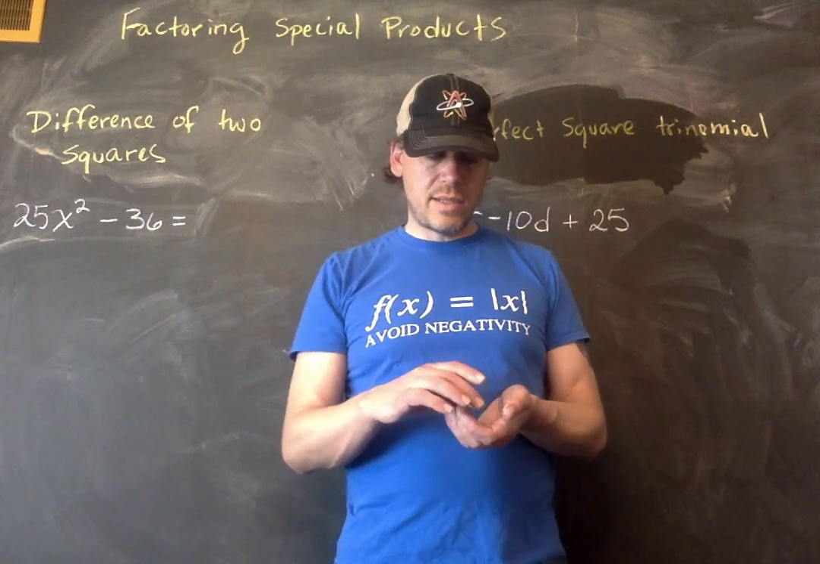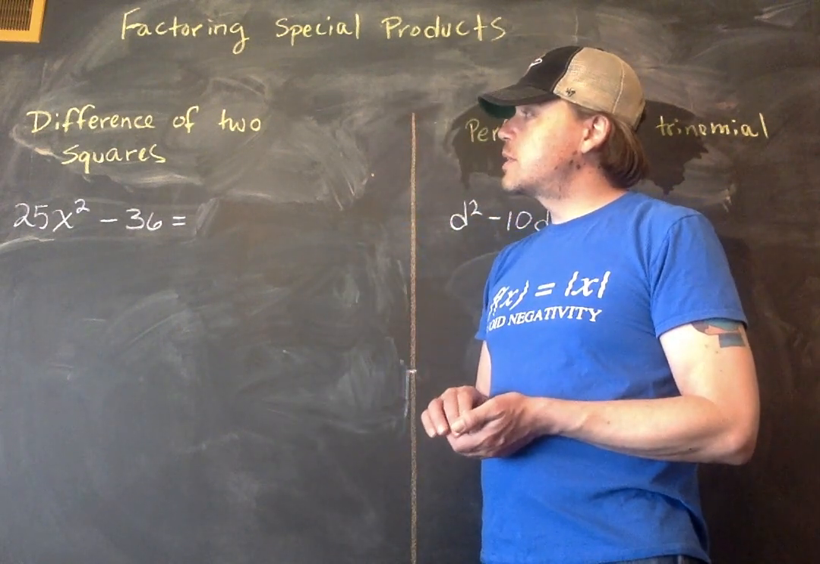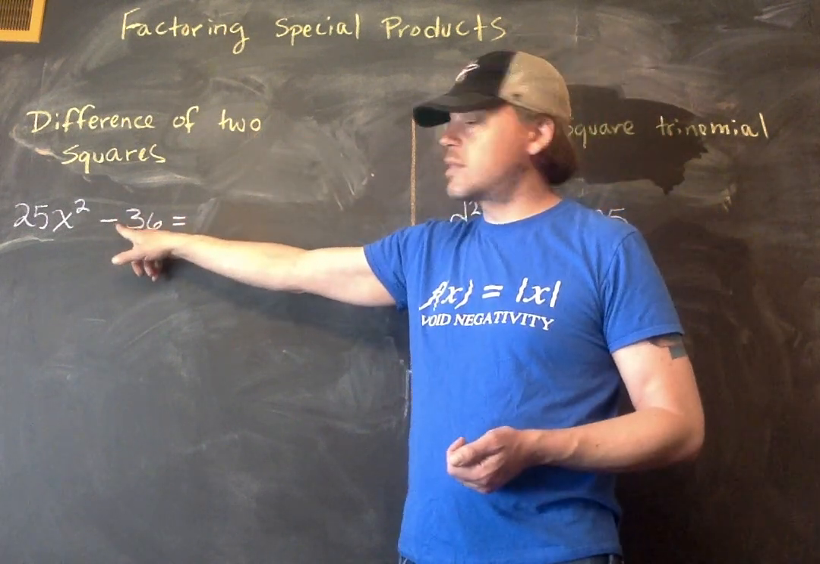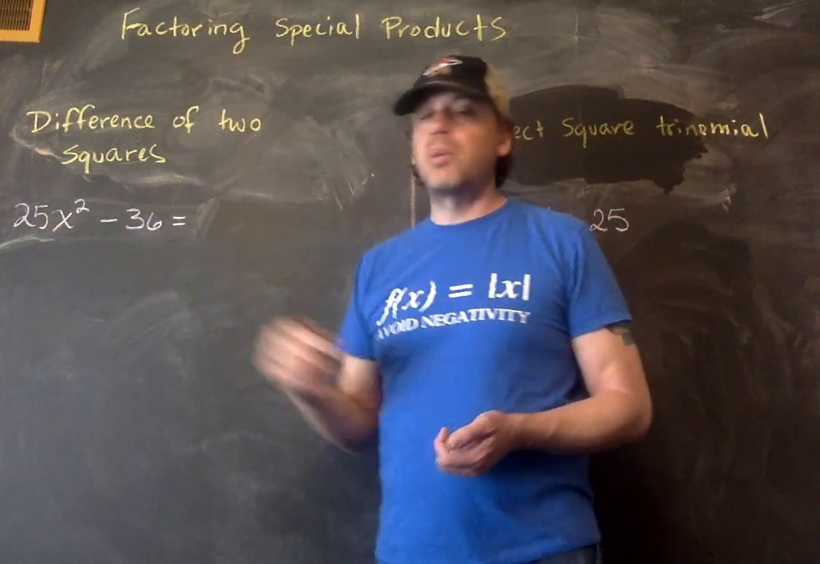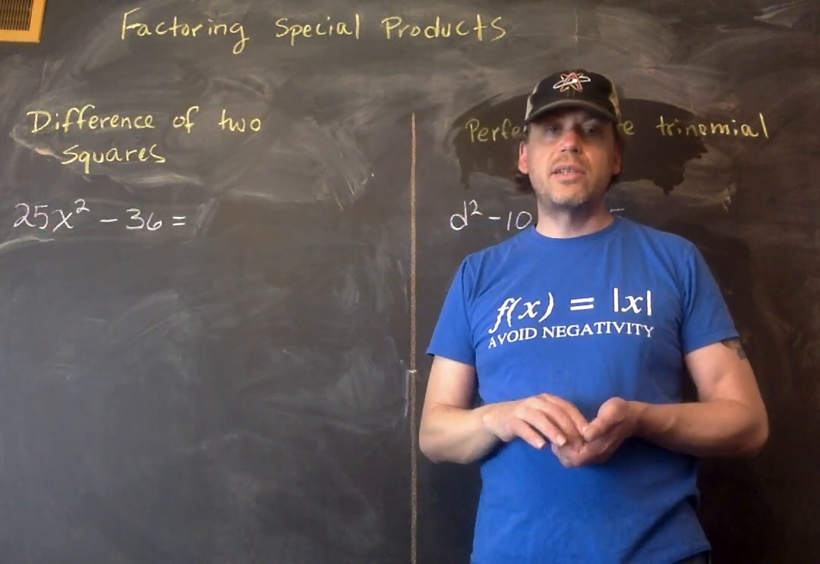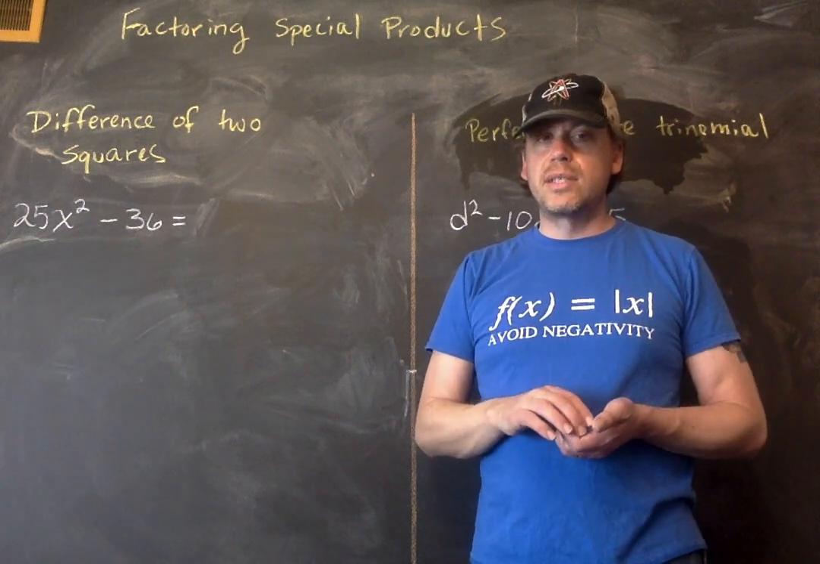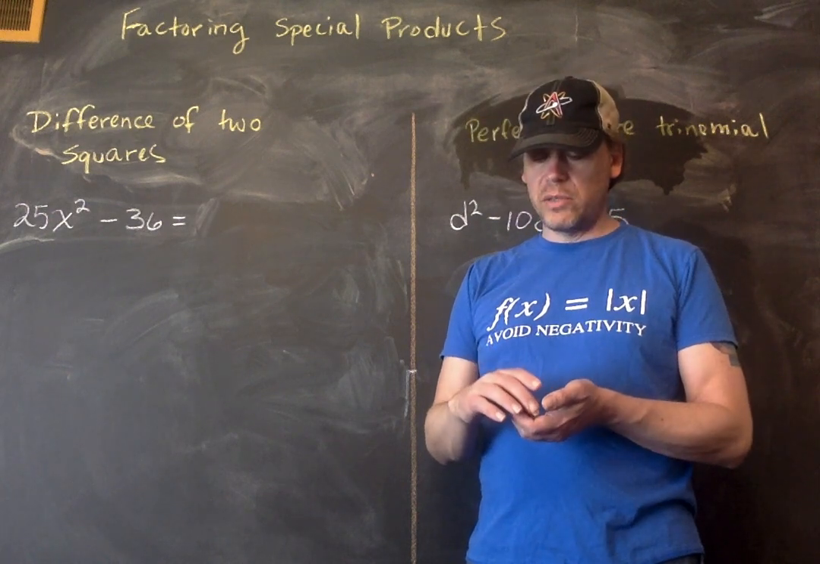Okay, so let me just go ahead and do it. This one, the first example, is called a difference of two squares. Why a difference? Because I'm subtracting. And why squares? Because each of these numbers is a perfect square, 25 and 36. The square root of 25 is 5, and the square root of 36 is 6. And that information is going to be useful.